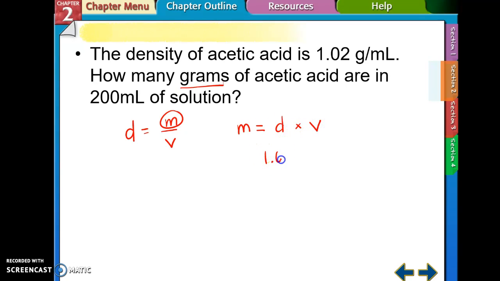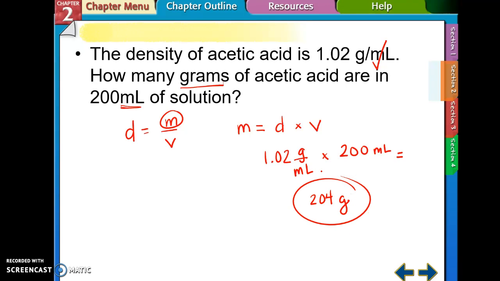And then my density is 1.02 grams per milliliter. And I've got 200 milliliters of solution. Milliliters tells me that that is volume, so I'm going to multiply that. And so, if I were trying to figure out how many grams need to go in 200 milliliters of solution, I would need 204 grams. So acetic acid right there, since its density is 1.02, it would sink.